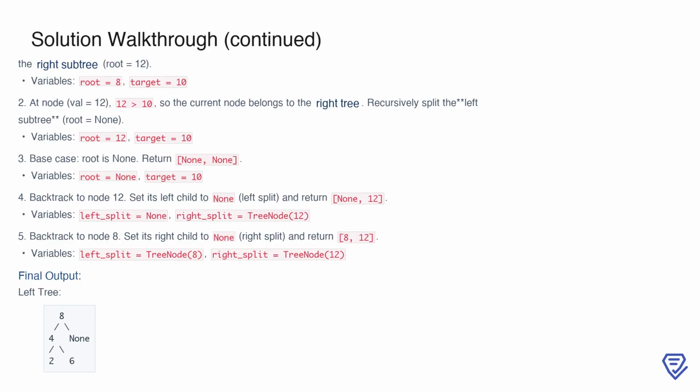This is the base case, so we return none, none. Backtracking to the node with value 12, we set its left child to none for the left split, and the node itself becomes the right split. The result at this step is none, 12. Returning to the root node 8, we set its right child to none for the right split. The final result of this split is 8, 12, where the left subtree is rooted at 8, and the right subtree is rooted at 12.